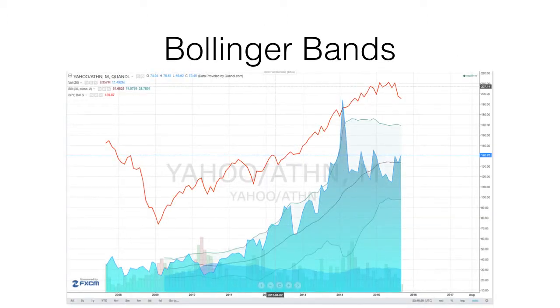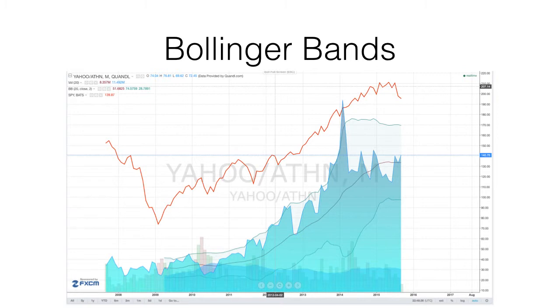Bollinger Bands. Bollinger Bands are used to also show an upward limit and a lower limit. The first thing you do is you generate a rolling average on the data. So you start at 12 months and calculate the average. Then for every data point you have after that, you calculate a rolling average. And then you calculate the standard deviation.